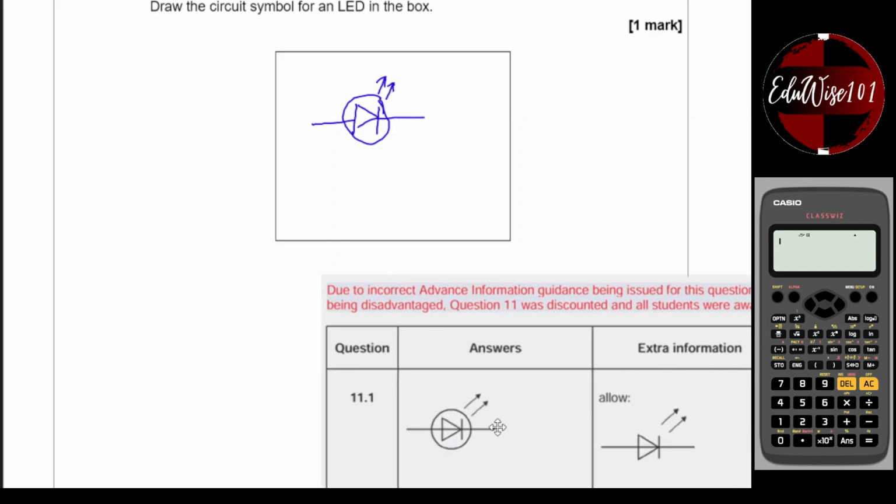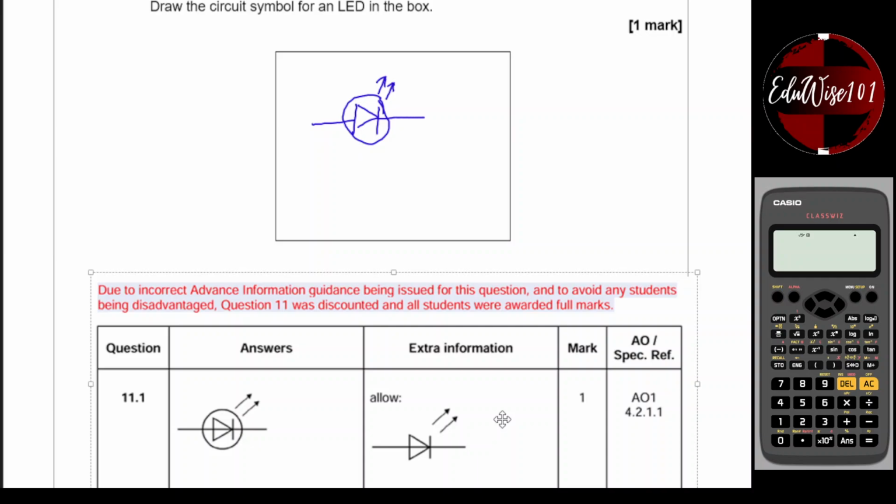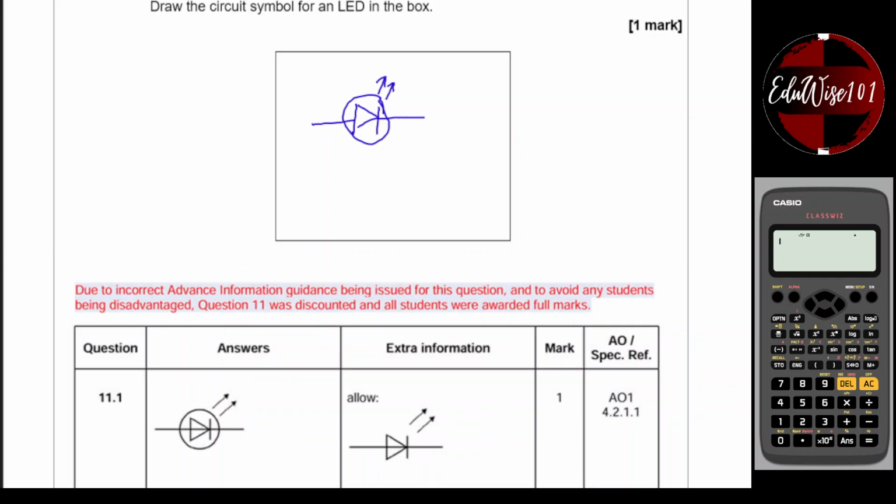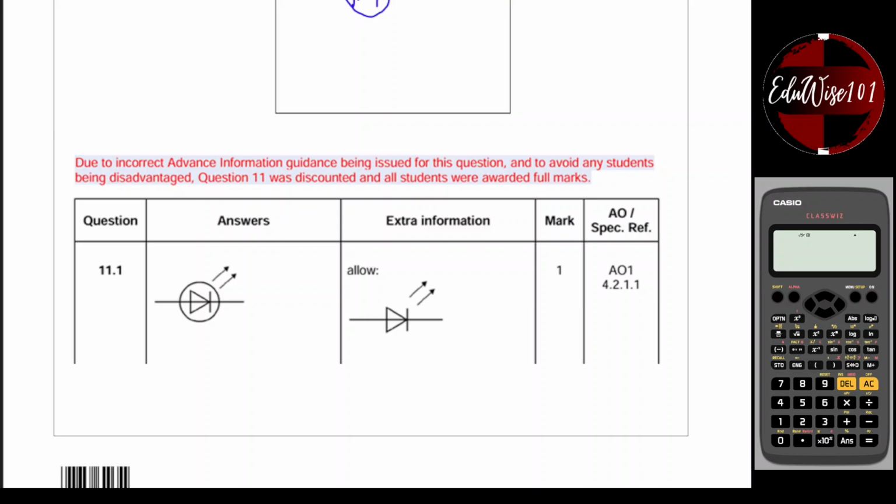Now, this question was actually removed from the exam. So here's the possible two answers. You can draw both of them. Due to an incorrect advanced information guidance, to avoid any students being disadvantaged, question 11 was discontinued and all students were awarded the full marks. So meaning that the entire physics paper was marked out of less than 100 marks.